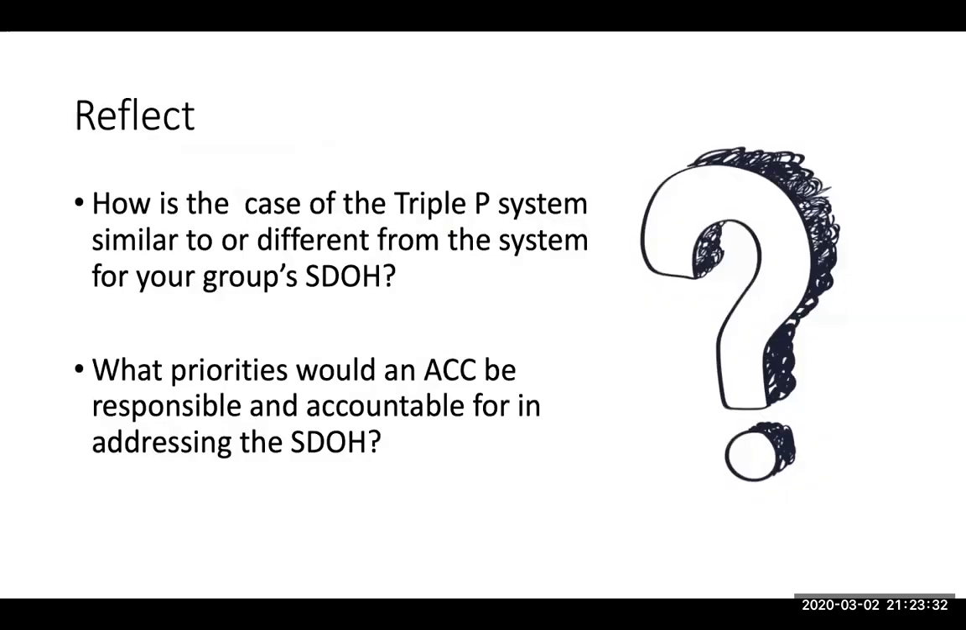Think about how this case problem of the Triple P system is similar to or different from the system that you're thinking about for your social determinant of health. What are some priorities that an accountable care community would be responsible and accountable for if you were setting up a governing system to affect the social determinant of health in your particular community?